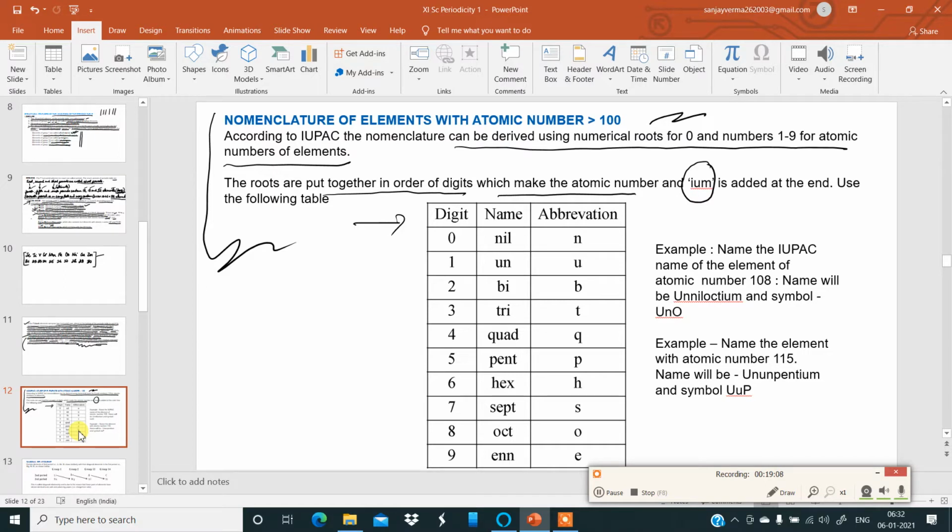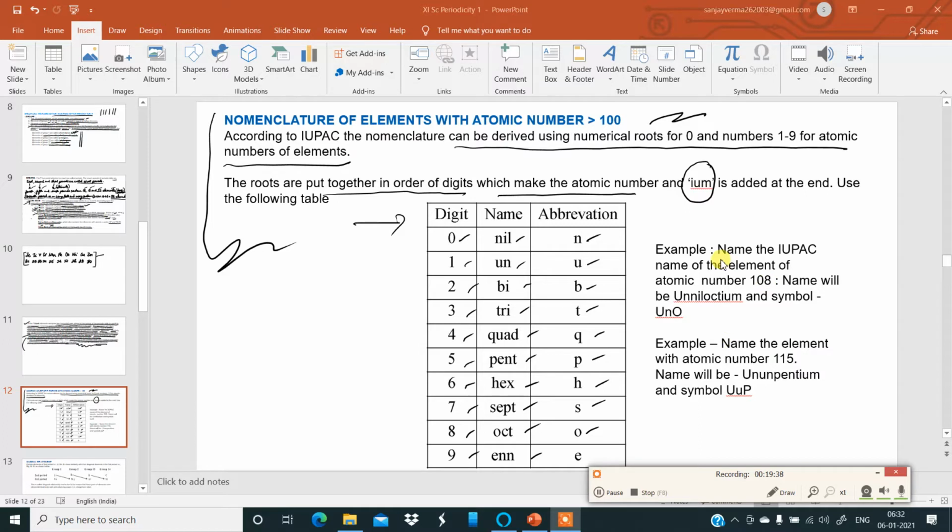Let's do an example. If the digit is 0, we give it the name nil, abbreviation N. 1 is un, U; 2 is bi, B; 3 is tri, T; 4 is quad, Q; 5 is pent, P; 6 is hex, H; 7 is sept, S; 8 is oct, O; 9 is enn, E. So these are the abbreviations for the various digits of atomic numbers.